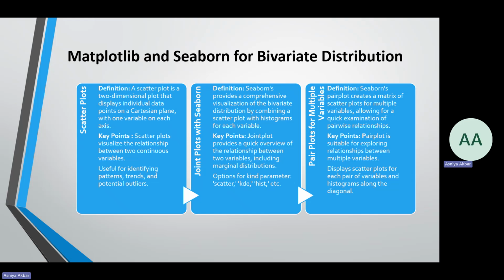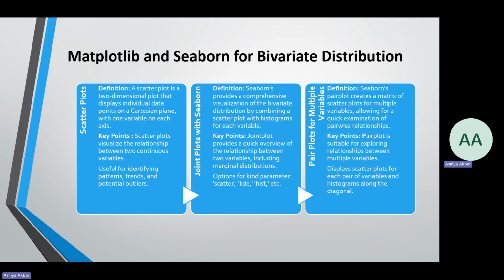And lastly, we have pair plots for multiple variables. Seaborn pair plots create a matrix of scatter plots for multiple variables, allowing for a quick examination of pairwise relationships. The pair plot is basically suitable for exploring relationships between multiple variables.